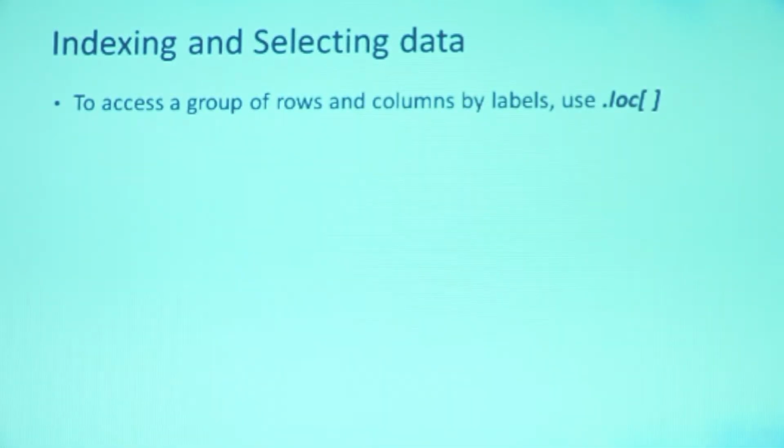Now, if you want to access a group of rows and columns, a vector access together, then you go for the loc method. Same thing: if you remember the label and you want to access by label, use the loc method. If you remember the index of your label, then you go for iloc. The same way, I am putting over the examples.